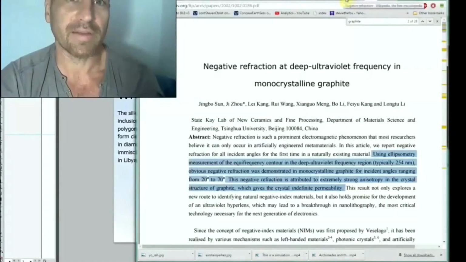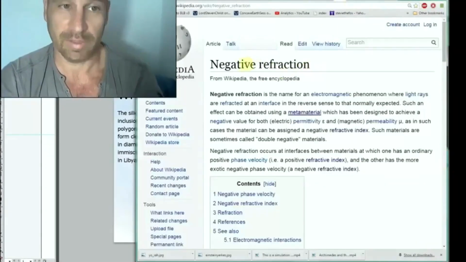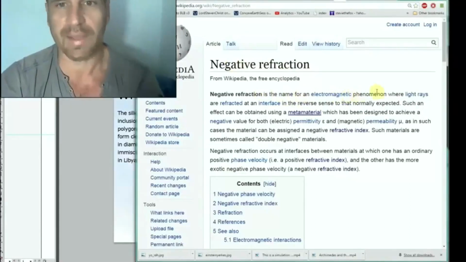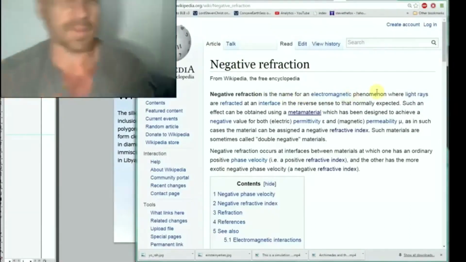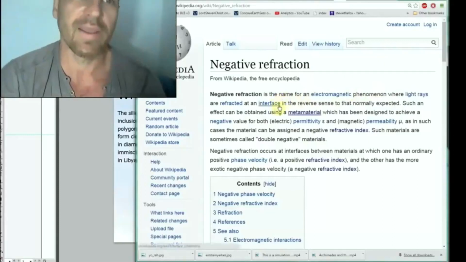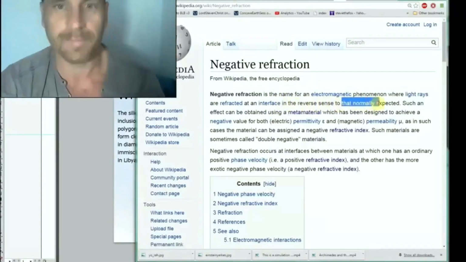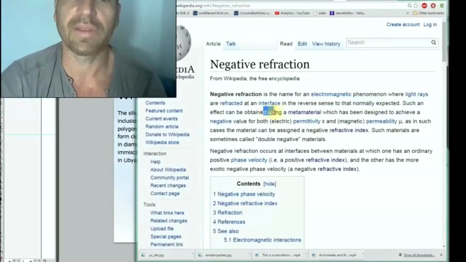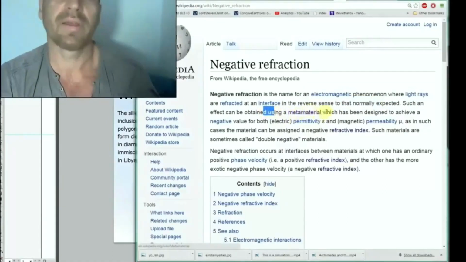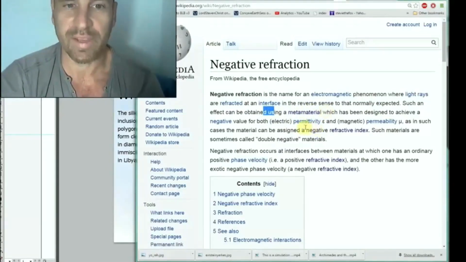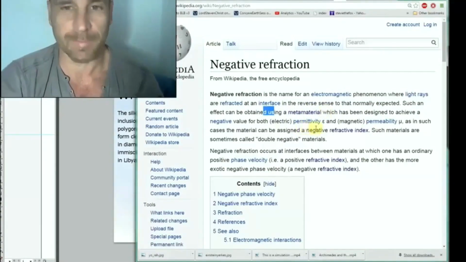Now, negative refraction, if you go to Wikipedia and look it up, it will say negative refraction is a name for an electromagnetic phenomenon where light rays are refracted at an interface in the reverse sense to that normally expected. Such an effect can be obtained using a metamaterial, which has been designed to achieve a negative value for both electric permittivity and magnetic permeability.